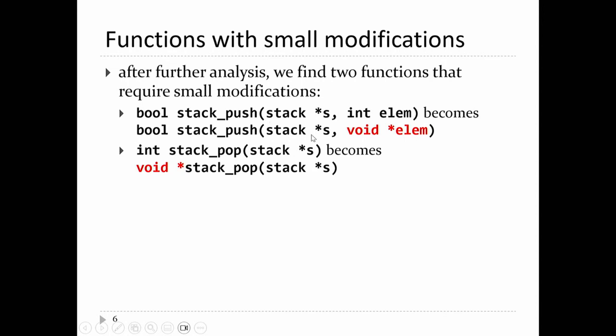So push and pop change only very slightly. Instead of pushing an int element onto the stack, we're going to be pushing a pointer to some element onto the stack. And instead of popping an int off the stack, we're going to be popping a pointer to an element off the stack. There are almost no changes to the code. You change the parameter type and the return type, and everything else is exactly the same.